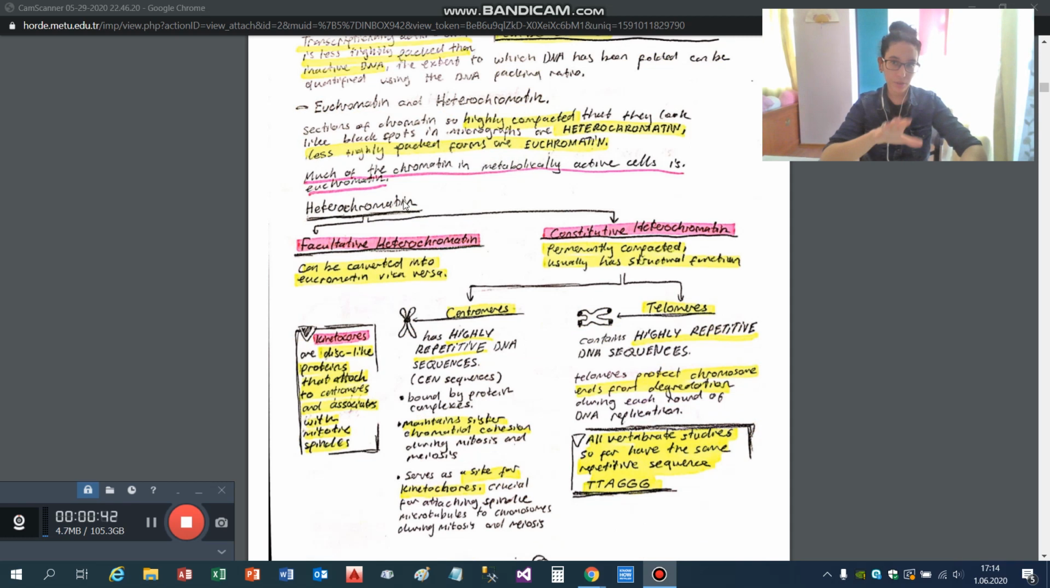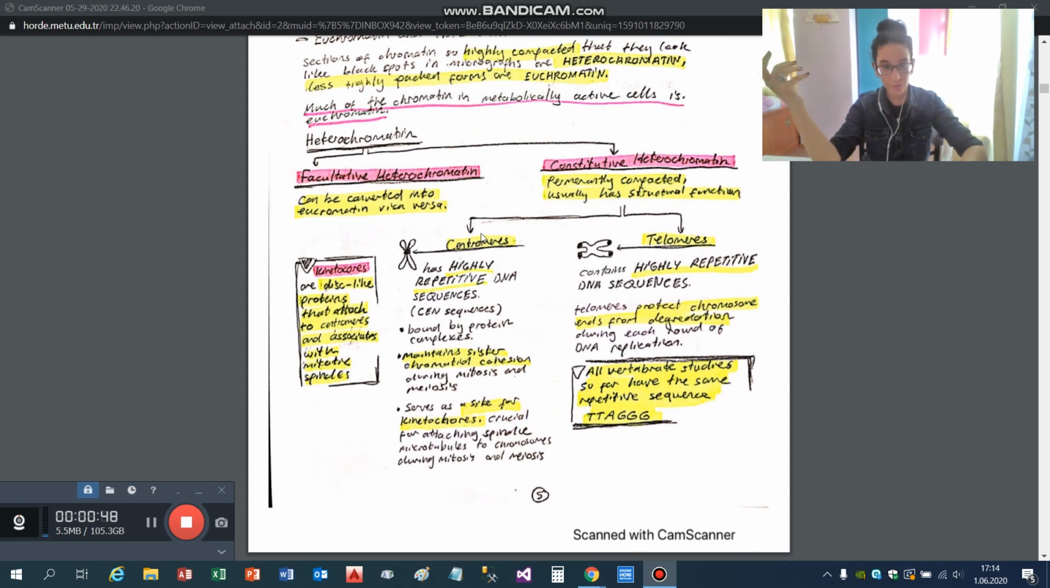Now, let's look at the heterochromatin, the compact part. It has two different types, facultative heterochromatin and constitutive heterochromatin. Facultative heterochromatin can be converted into euchromatin, and vice versa. For example, let's say you have a type of pigment coding gene that's used for your eyes, for example, to make your eyes brown. You would not need this pigment in, let's say, your stomach cells or your follicle cells or your epithelial cells.